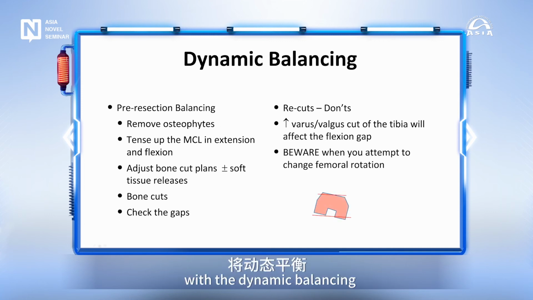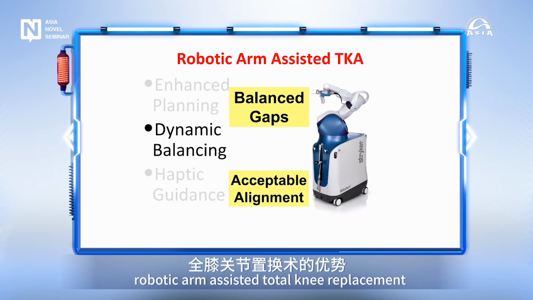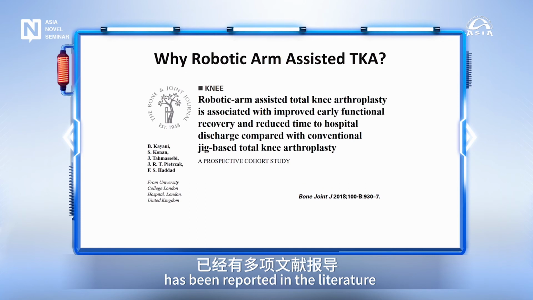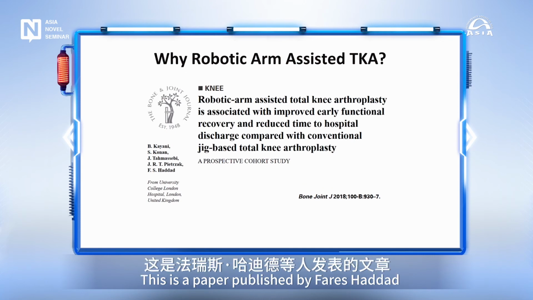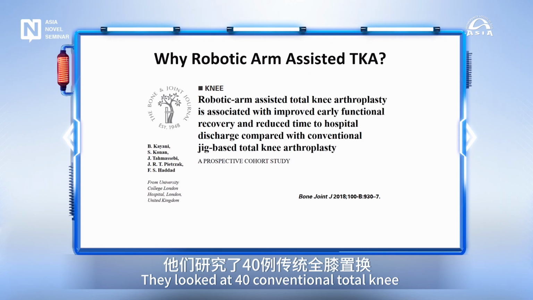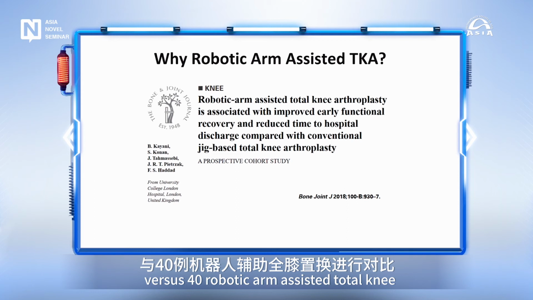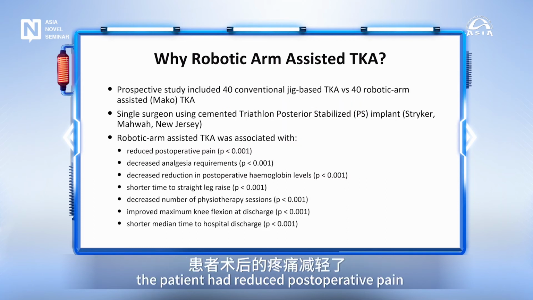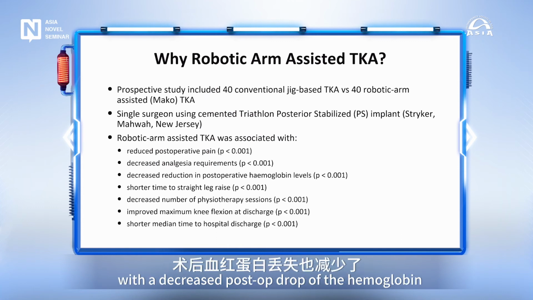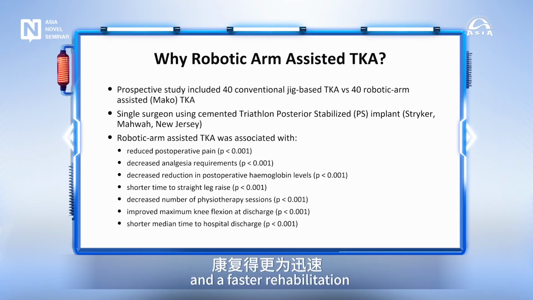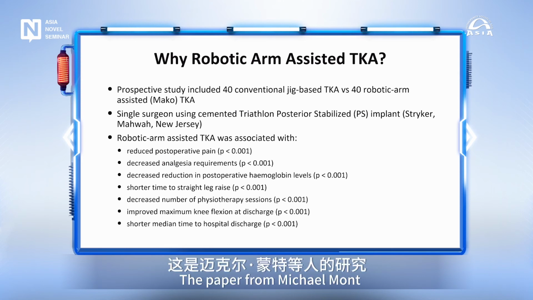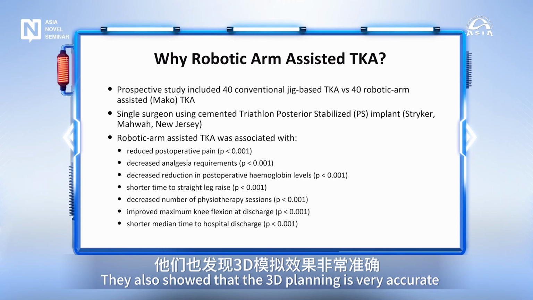So I think with the dynamic balancing and robotic assisted surgery, now we can achieve balanced gaps more accurately, and also we can have more functionally acceptable alignments. And of course, the advantages of robotic arm-assisted total knee replacement have been reported in the literature. This is a paper published by Fares Haddad. They looked at 40 conventional total knees versus 40 robotic arm-assisted total knees, and they found the patients had reduced post-op pain, decreased analgesia requirement, decreased post-op drop of the hemoglobin, and also shorter time to straight leg raise and faster rehabilitation. The paper from Michael Mont also showed that the 3D planning is very accurate.